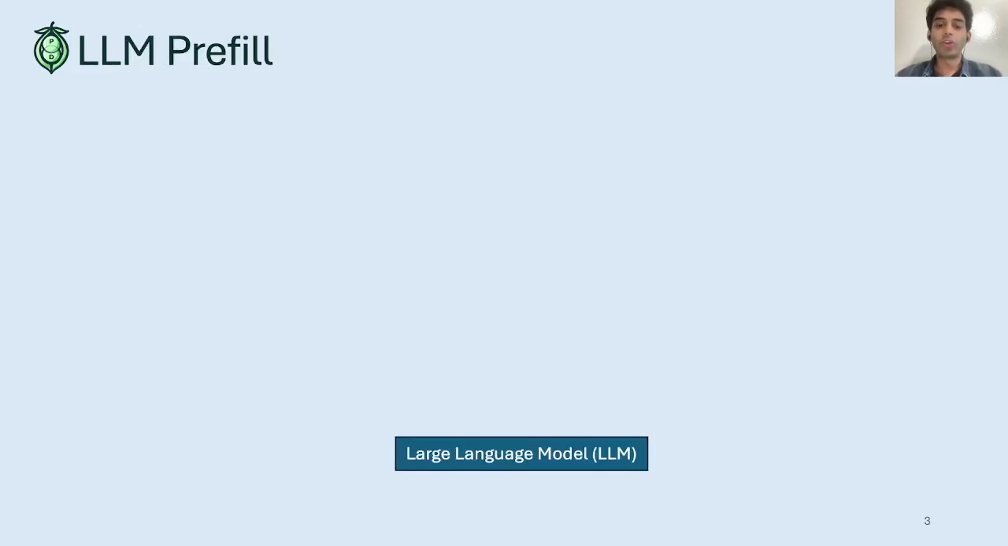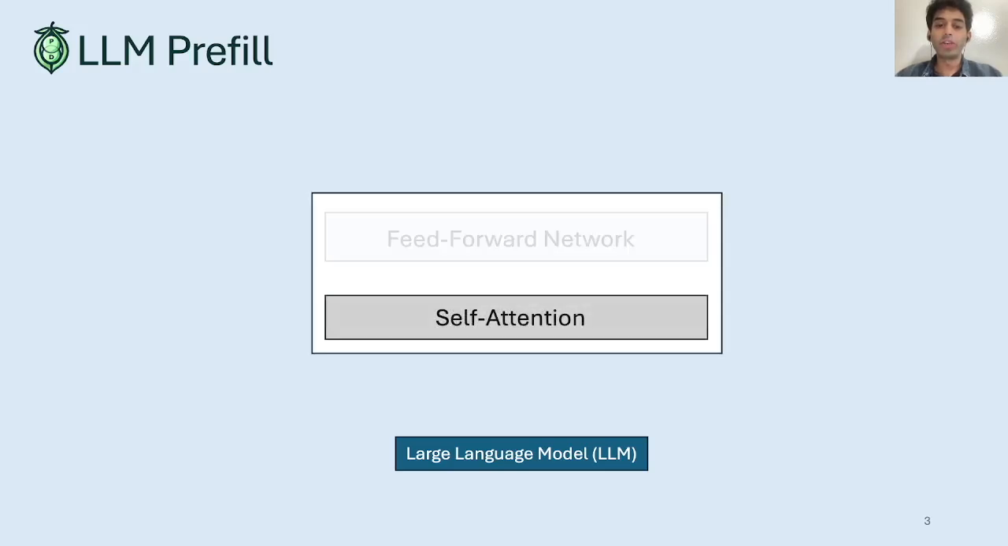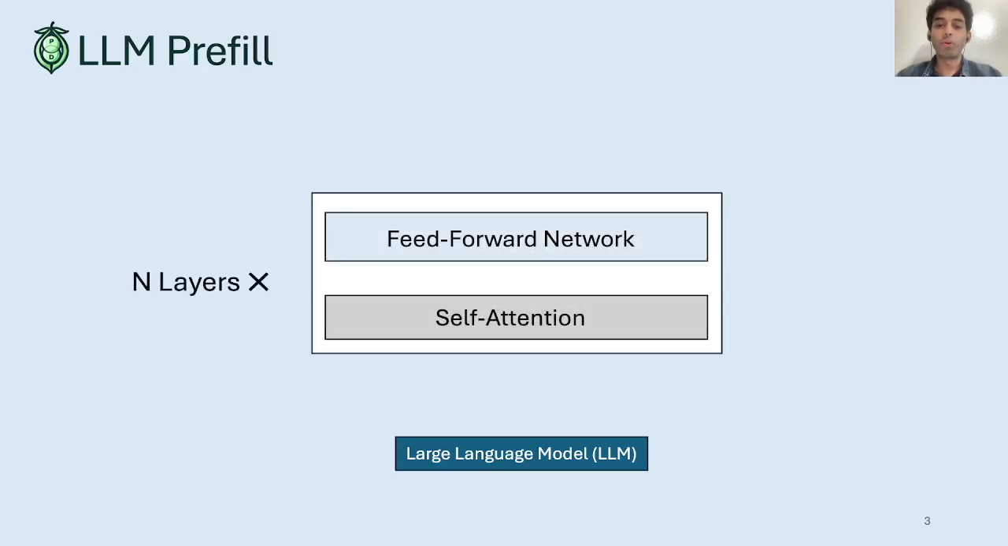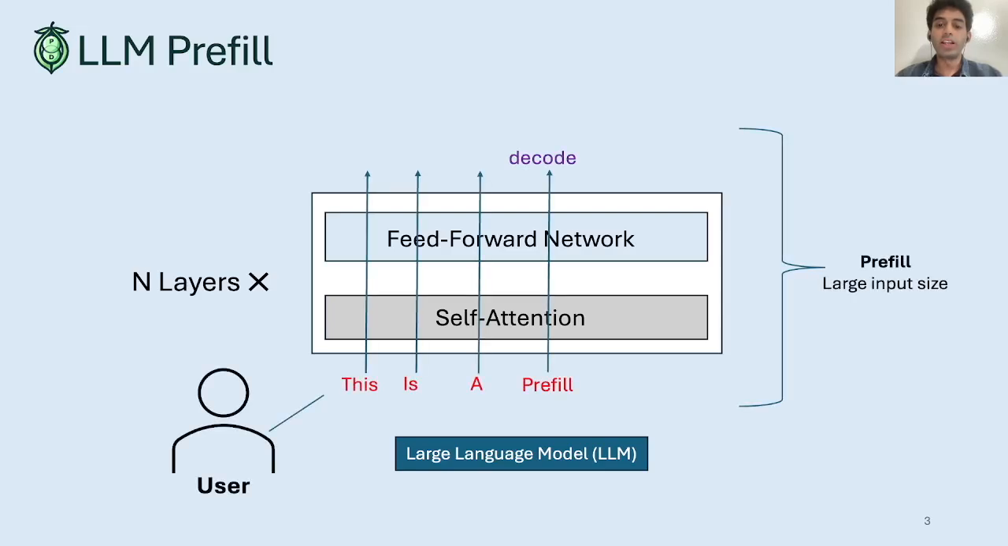Large language models, or LLMs, are extremely popular today. The fundamental unit of LLM architecture is the transformer block, which consists of self-attention and the feed-forward network. This block, repeating n times, makes up a large language model. When a user submits a prompt, the LLM processes it to produce the first token. This is called prefill. The time that this takes is called the time to first token, which is an important latency metric that modern LLM serving systems try to optimize.